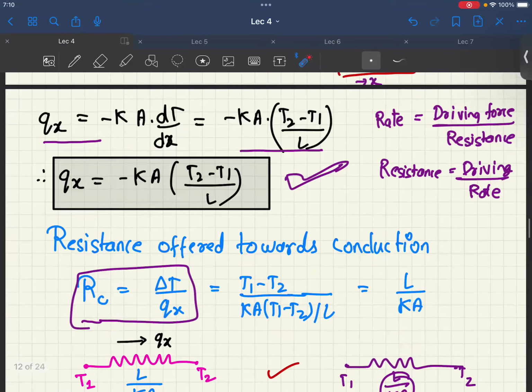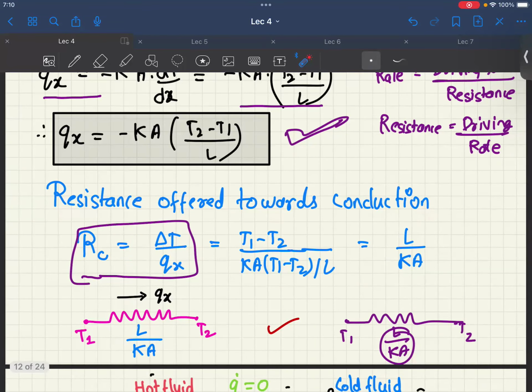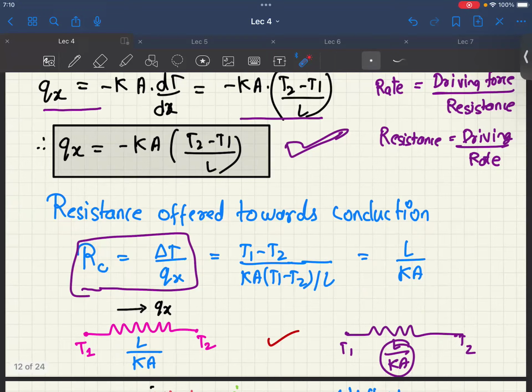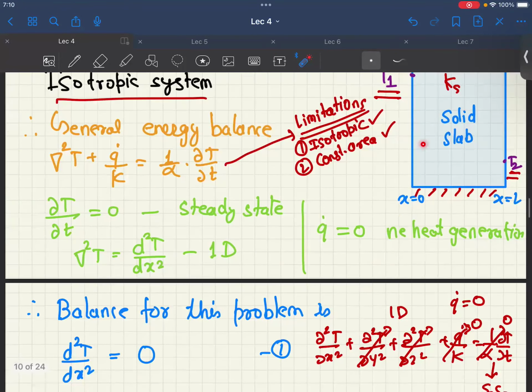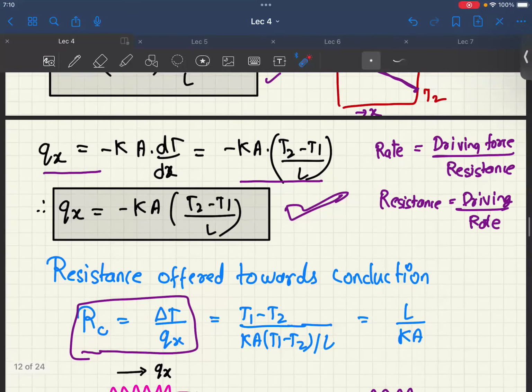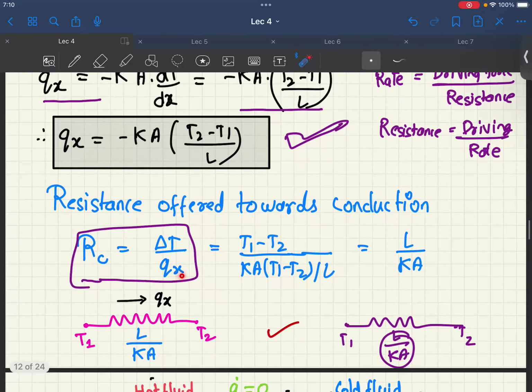And then we also studied the resistance concept, which tells us that the resistance of this particular system or slab is nothing but the overall driving force divided by the heat transfer rate. This is analogous to electrical resistance, wherein current flows inside a circuit, and the resistance offered would be given by Ohm's law.